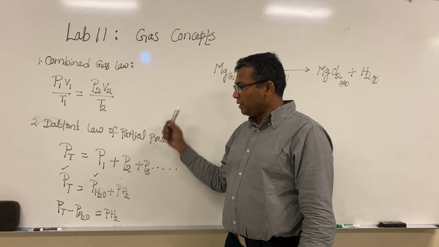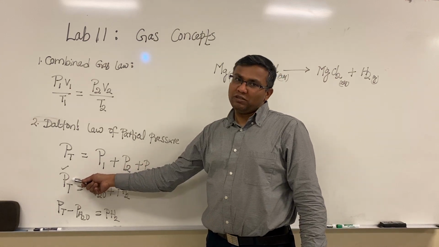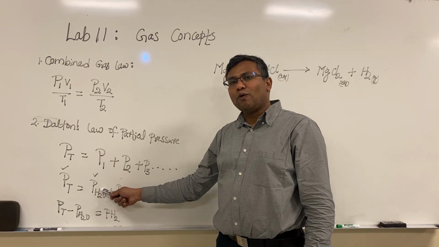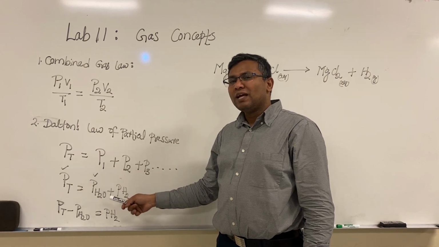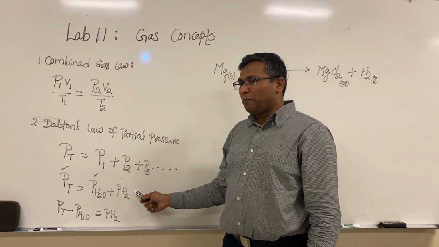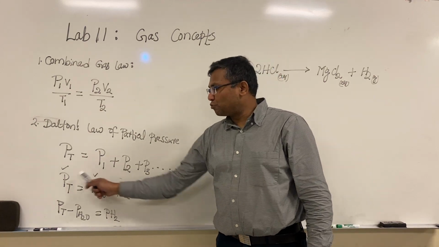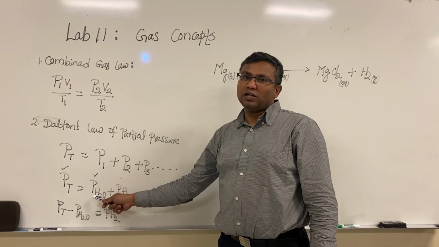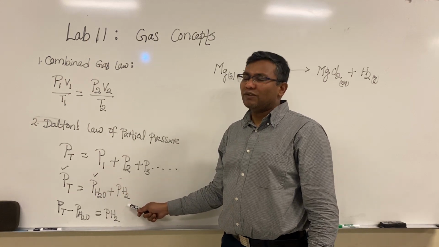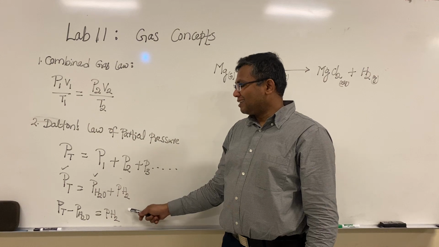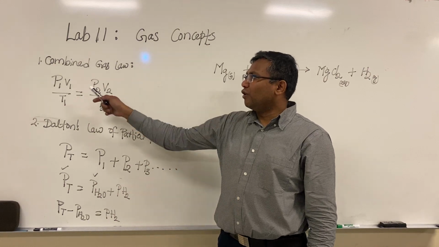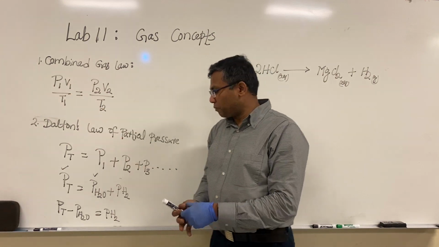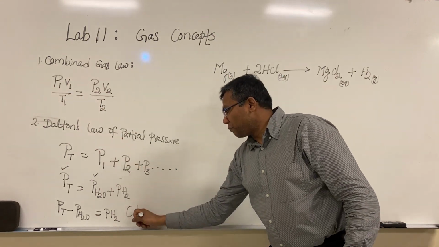So in the experiment, I'm going to give you the total pressure, which is the atmospheric pressure, and I'm going to give you the partial pressure of water at that temperature. And how do you calculate the partial pressure of hydrogen? You just subtract total pressure minus pressure of water. You'll get the partial pressure of hydrogen. And then this partial pressure you're going to incorporate here. That's what your P1 is going to be.